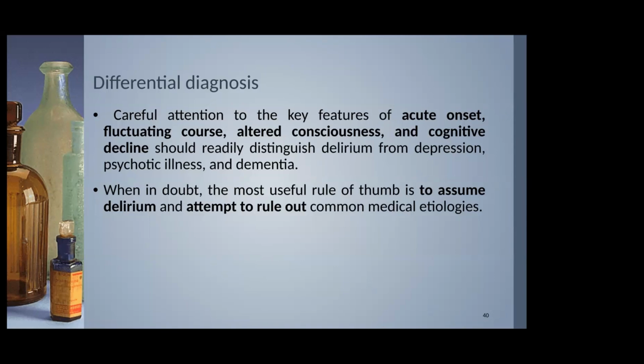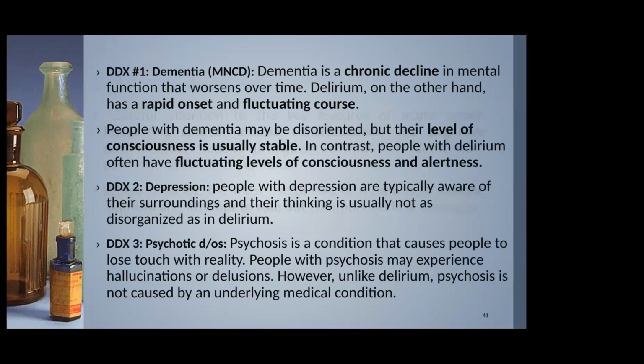Okay, so these are the common differential diagnoses for delirium. Major neurocognitive disorder or dementia is the top differential diagnosis. But this condition is differentiated from delirium by its chronic course. Okay, chronic decline in mental function that worsens over time. People with dementia may be disoriented, but their level of consciousness is usually stable.